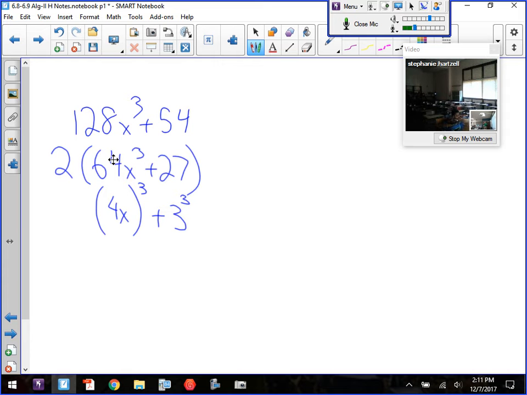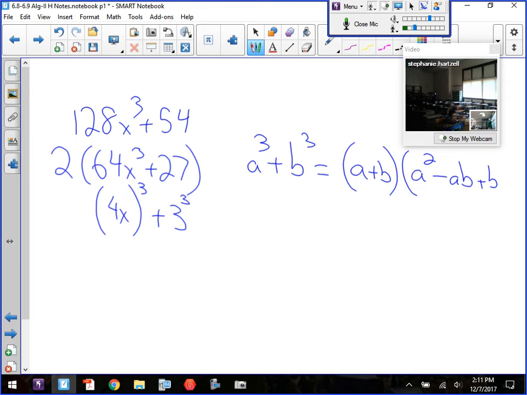The next one, if you haven't done it yet, I'm going to do the next problem as a subtraction one so you can see the difference between the two. But you have to remember how the pattern works. The pattern for sums or differences of cubes. In this case, you have the sum. It's going to be a plus b, a squared minus ab plus b squared.